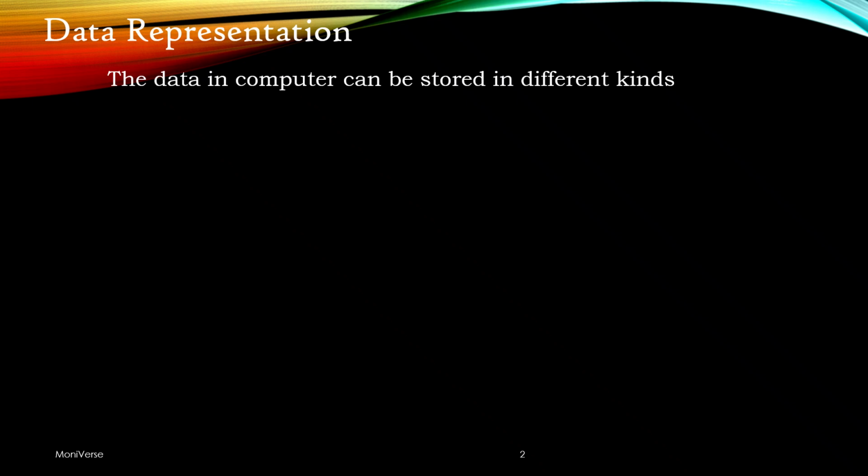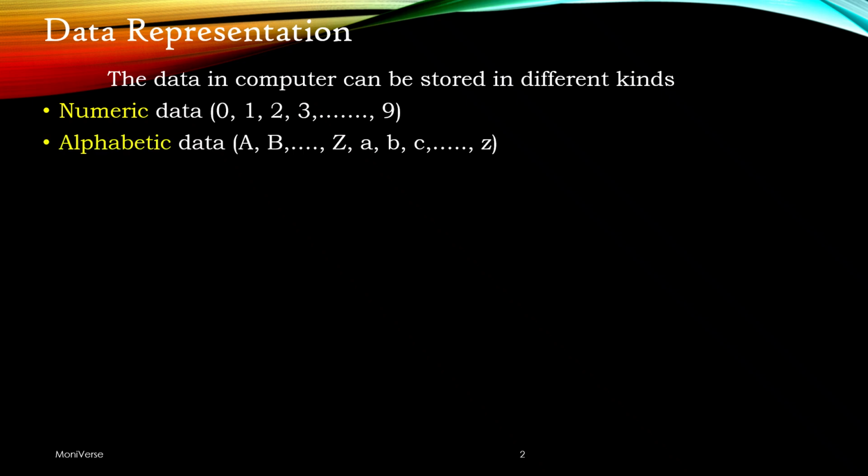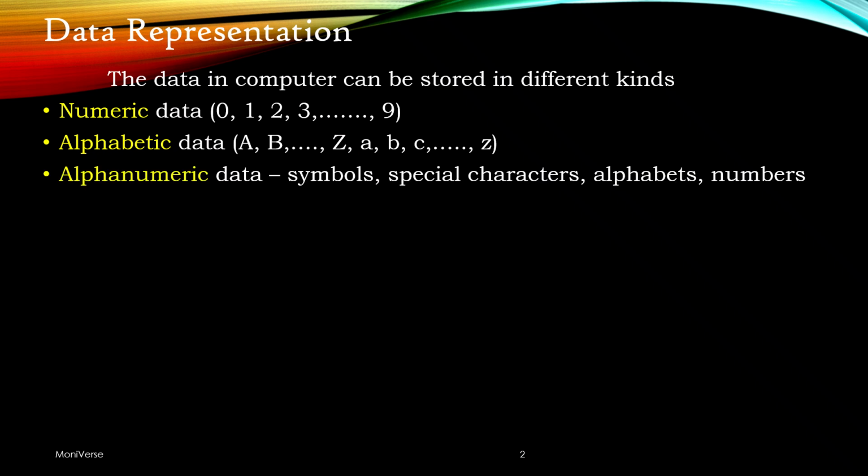So now we can see what type of data can be stored inside the computer. It can be numerical data, which contains the basic number system, that is the decimal number system which we are using, or it can be alphabetical data ranging from A to Z and its combinations, or it can be alphanumerical data, which is the combination of alphabets and numeric data. And you have to make a note that it will also include symbols, special characters, etc.